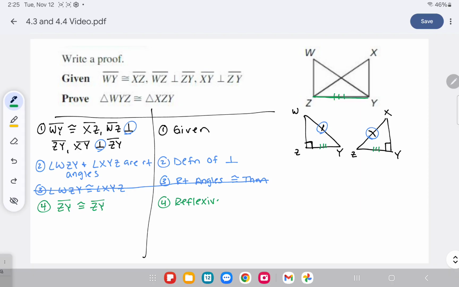So now we have shown that we have two pairs of sides that are congruent. Two pairs of corresponding sides that are congruent. We have a hypotenuse and a leg. So by hypotenuse leg, we can say that triangle WYZ is congruent to triangle XZY.